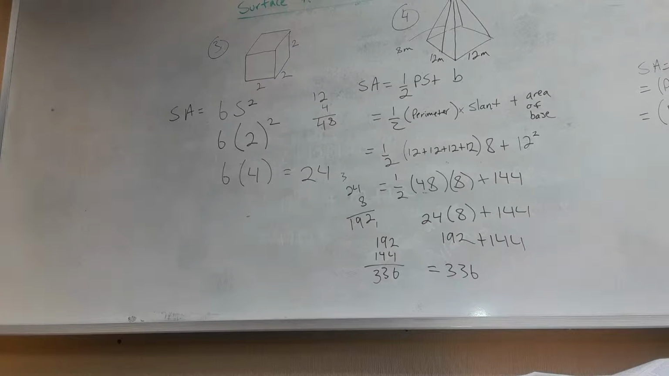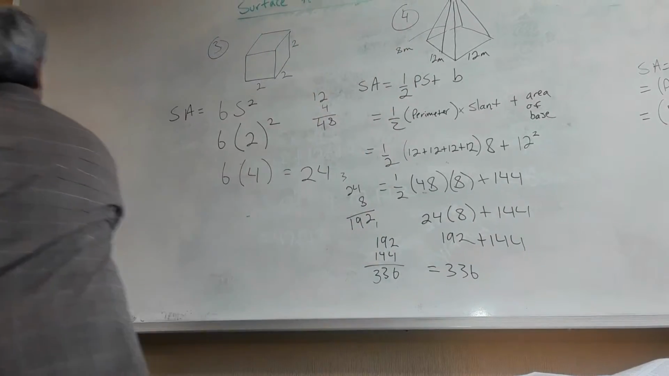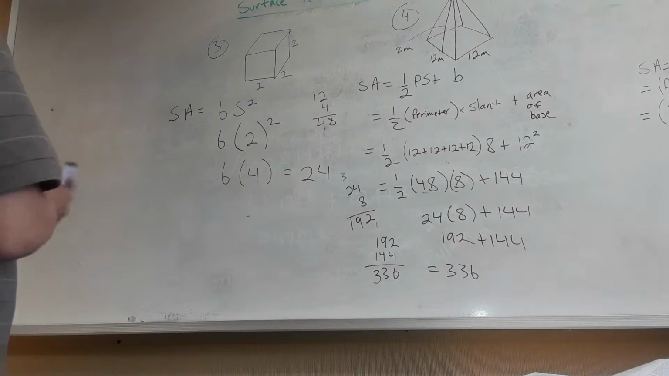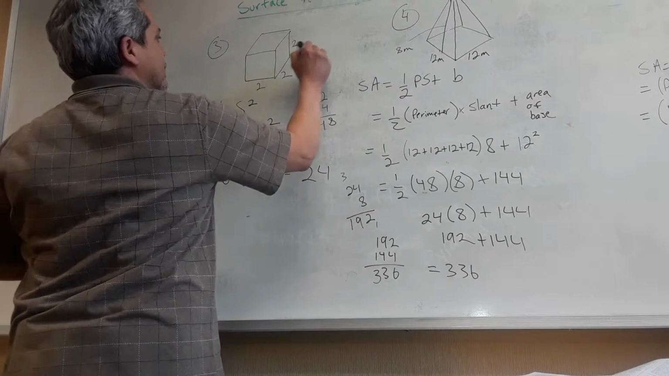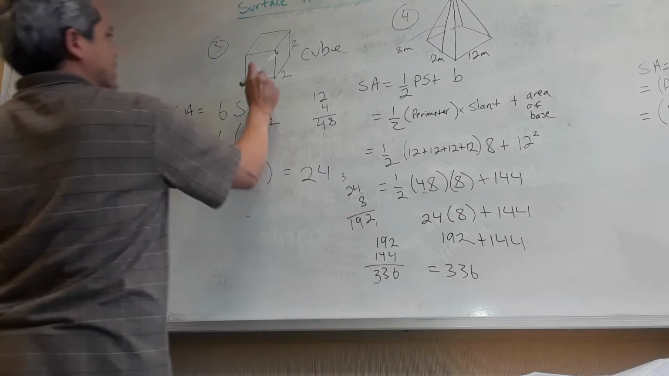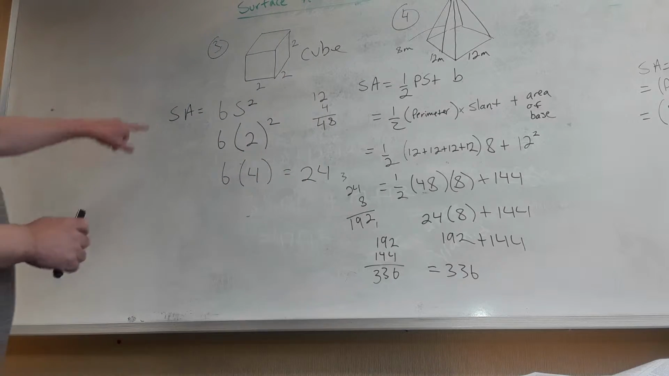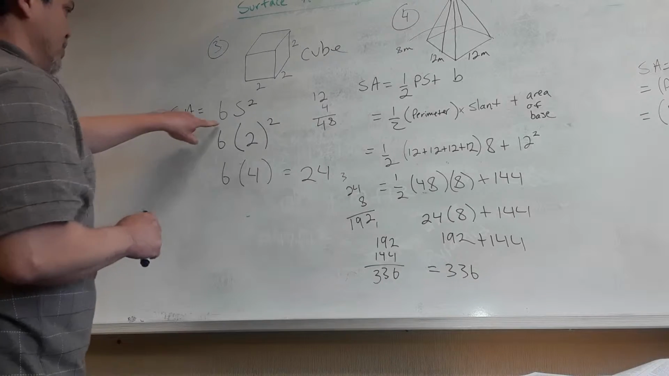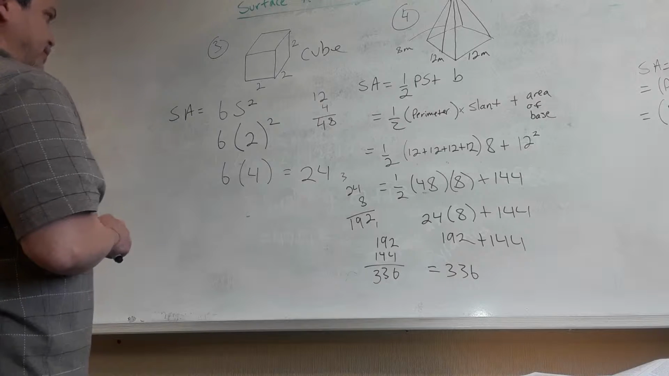Okay, so right now you are looking at problem 3 and problem 4. Problem 3 looks like a cube, because all these sides are equal. So the formula to find the surface area of a cube is 6 times side squared.